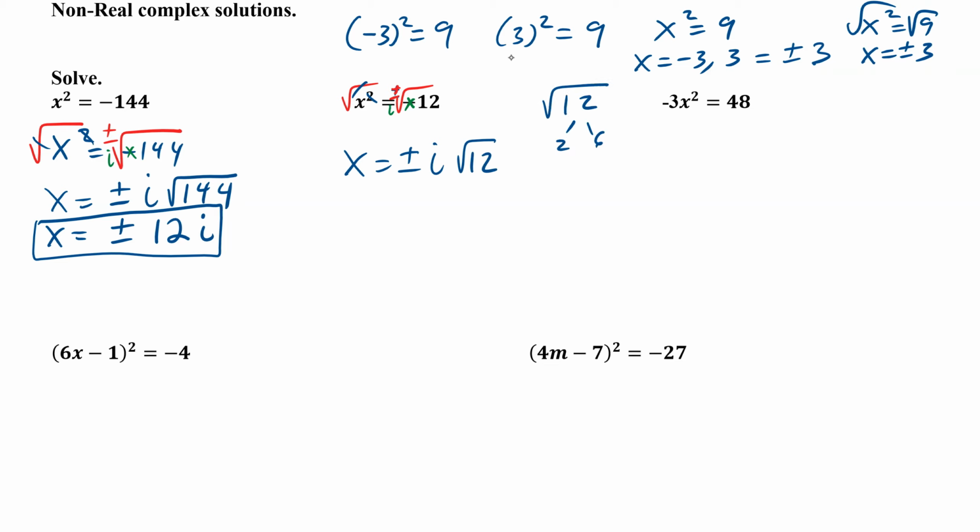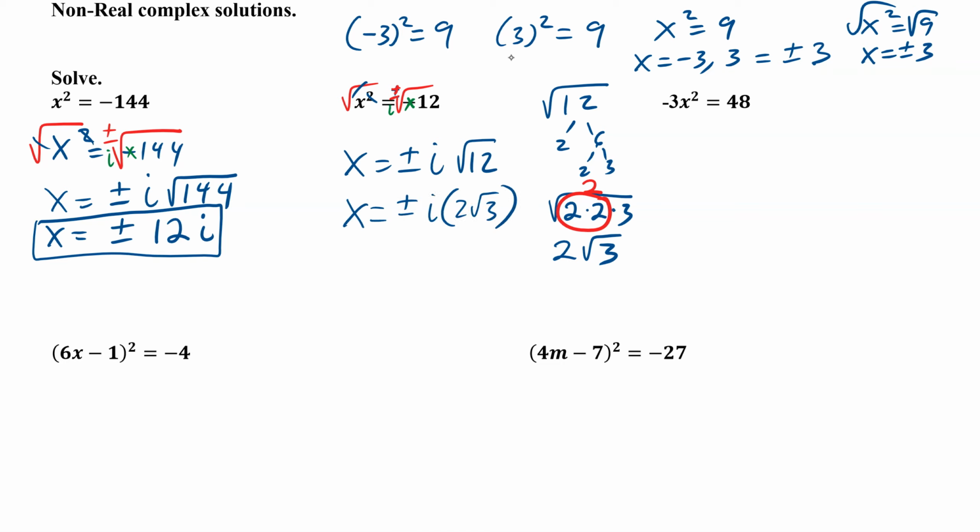So we know it's 2 and 6, 2 and 3, so we have a pair of 2's. So what two numbers are being multiplied by themselves? 2. So we end up with 2 square root of 3. So square root of 12 is 2 radical 3. So it looks like this.